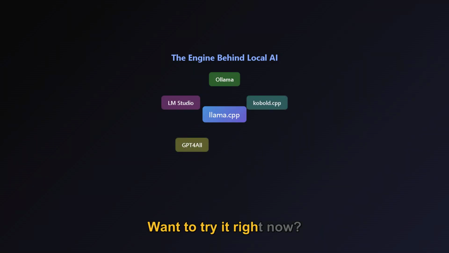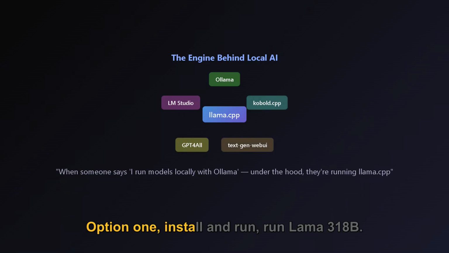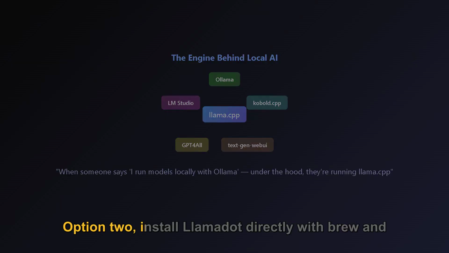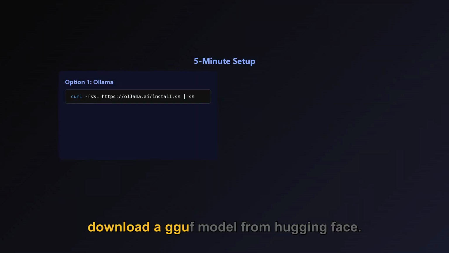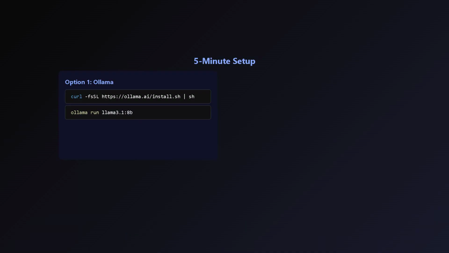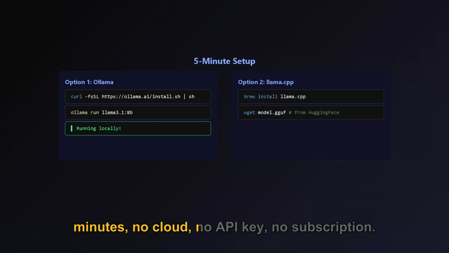Want to try it right now? Here's the 5-minute setup. Option 1, install Ollama and run Llama 3 8B. Option 2, install llama.cpp directly with Brew and download a GGUF model from Hugging Face. Either way, you'll have a full language model running on your machine in minutes. No cloud, no API key, no subscription.